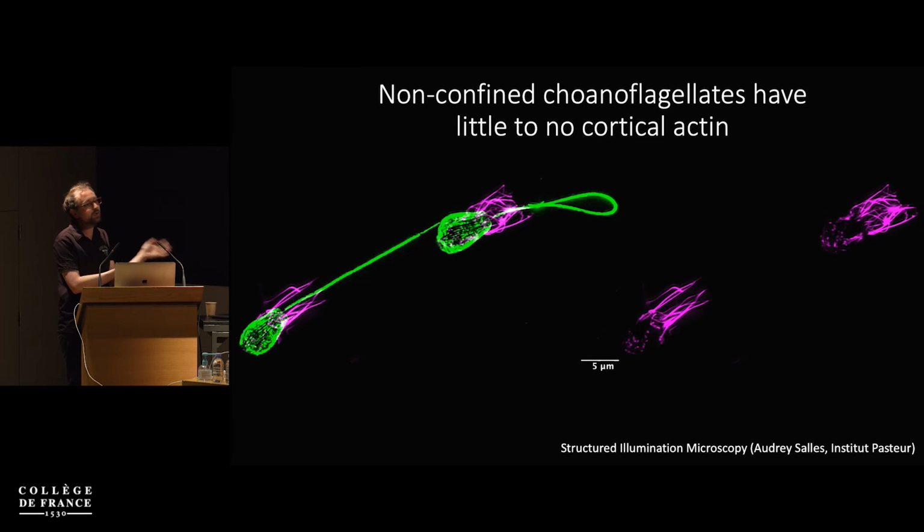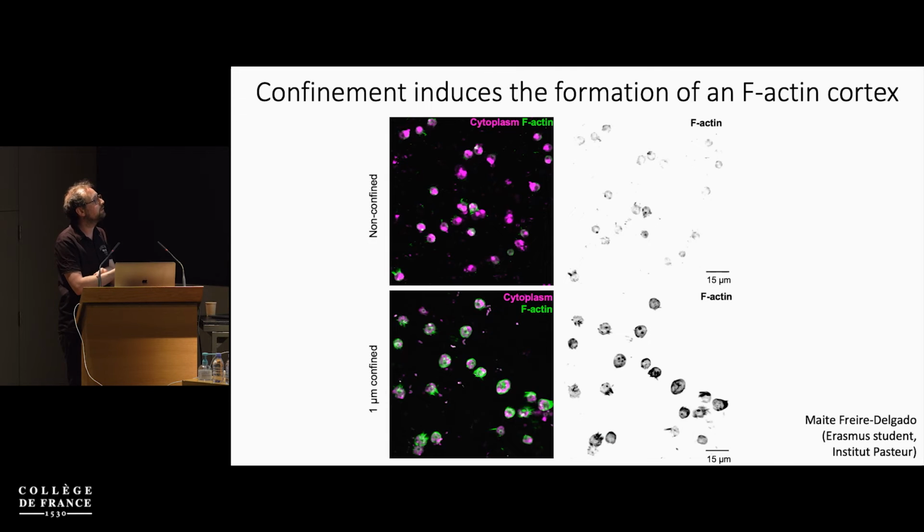So just to make sure we compare apples to apples, we did some stainings of cells that had been confined or not. And this was the work of an Erasmus student in my lab, Maite Freire Delgado. And what she observed is that if you stain a population of Koinos for cytoplasm and F-actin, if they're not confined, you find actin in the flagellum. You find a tiny bit in the cortex, but it's variable, and not all cells have it. If you confine the cells, everybody gets a very strong and thick and recognizable cortical actin cytoskeleton.